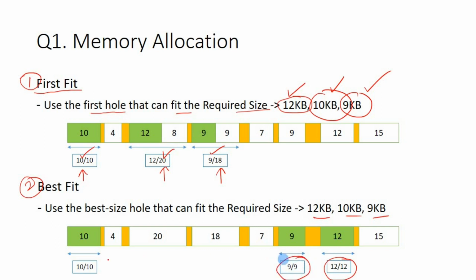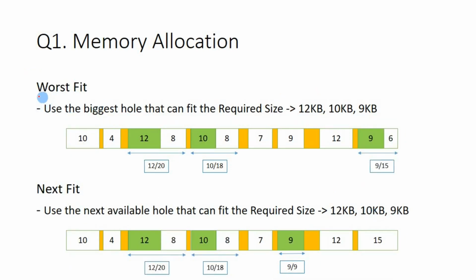So this algorithm would have scanned through all the holes and realized that yes, I have a 12 kilobyte hole, so this will go inside there. I have a 10 kilobyte hole, so that will go inside over here, and I have a 9 kilobyte hole, so I will allocate that for this request. It will allocate the exact size, because I have a hole that exactly matches the size that I require. So that is the best fit allocation.